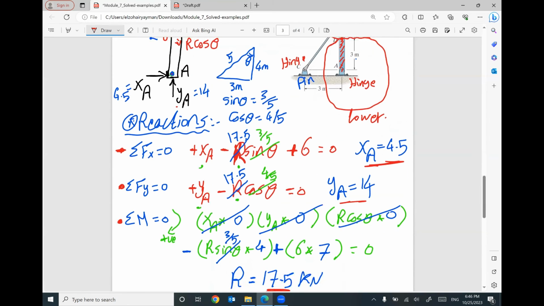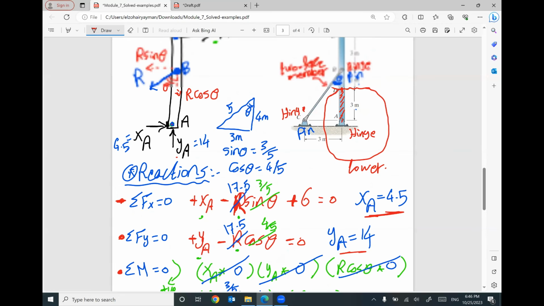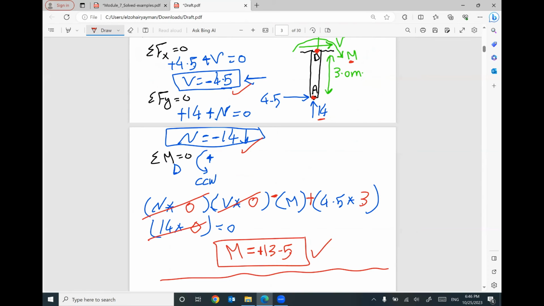Does that make sense? Once you get your reaction, go ahead and do your cut. Decide which part you are going to use. Set up your part and apply your equilibrium equations one more time for this part. That makes sense? Anybody has any questions so far? Guys, do you have any questions so far?